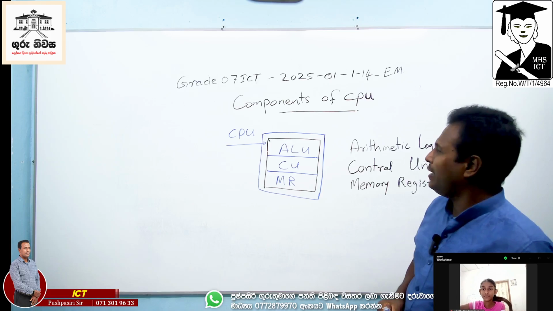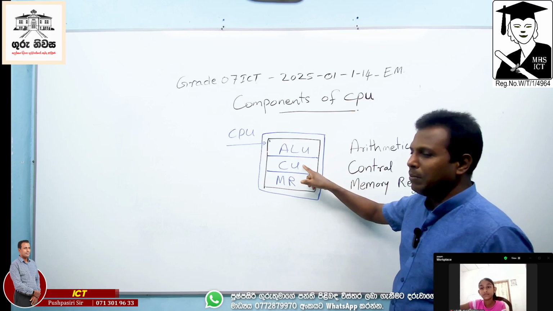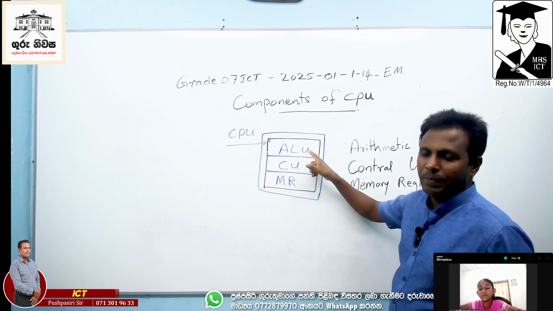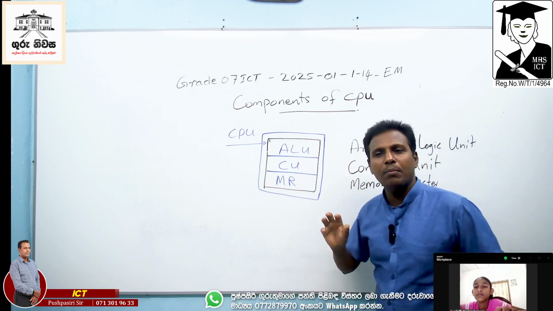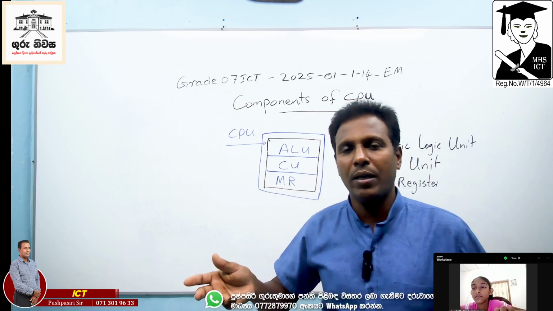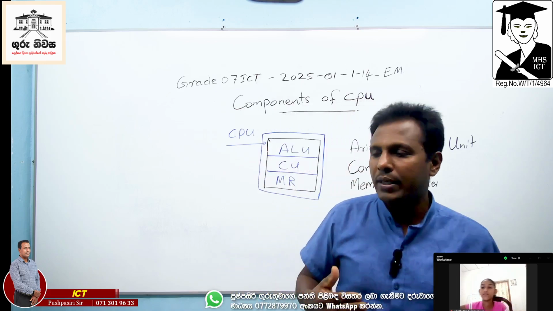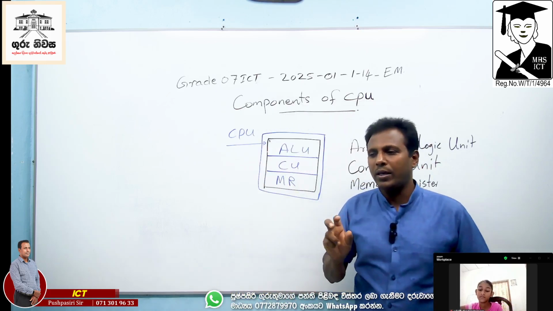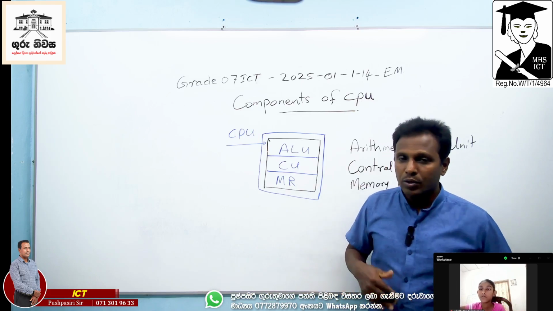Okay. Right. So you have to remember the abbreviations of those things, son, right? What is ALU? What is CU? What is MR? Memory register is MR, CU means control unit, ALU means arithmetic and logic unit. So you have to understand them. You have to memorize them if you don't know. Today you have to memorize them.